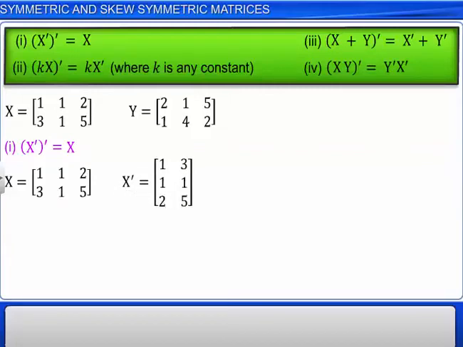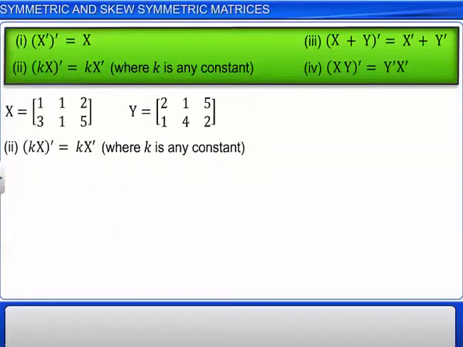Next, we will take the transpose of X. We observe that it is equal to X. The second property states that the transpose of the product of a matrix and a constant is equal to the transpose of the matrix multiplied by the constant.